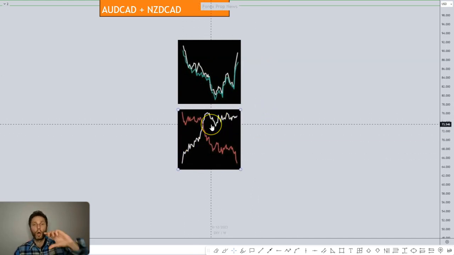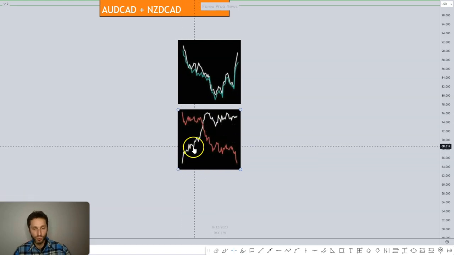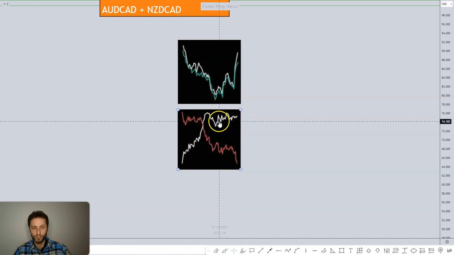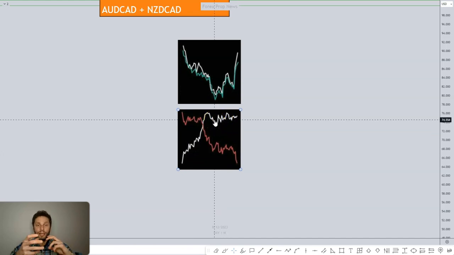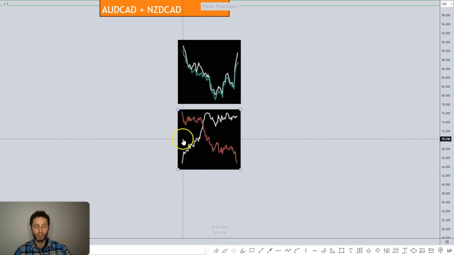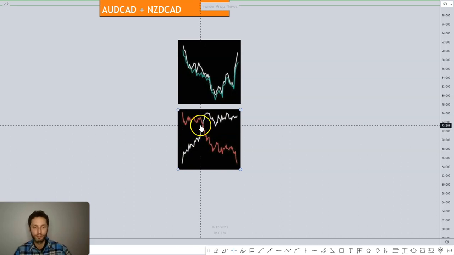Then here we've got opposite correlation or inverse correlation. That means as one moves up, the other moves down. As one moves down, the other moves up. And they are linked but inversely linked. So you can expect that when one moves in one direction, you look at the other chart or the other pair, then you'll see that it moves in the opposite direction.